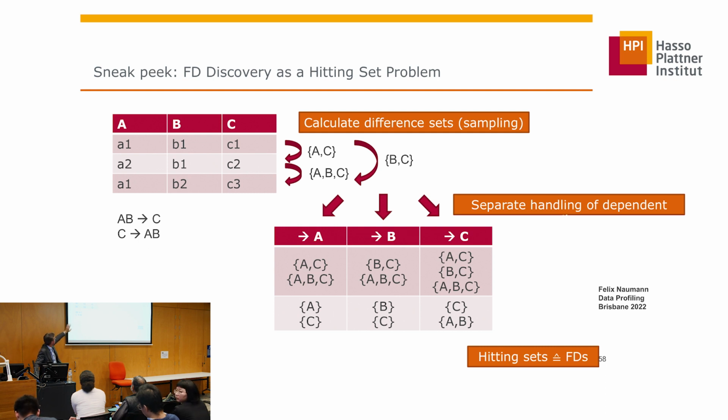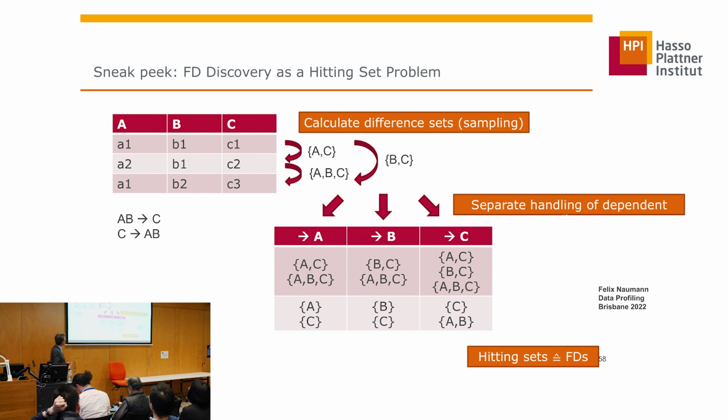So you have a little table, ABC, with some values. These are the true functional dependencies that we're looking to find, right? And the interesting thing is, you can calculate so-called difference sets by sampling the data. So you look at pairs of records, just like before. For the first pair of records, they differ in A and C, right? They have different values in A, and different values in C. So the difference set is AC. And you do that for all pairs. So you know all combinations that are different, right?